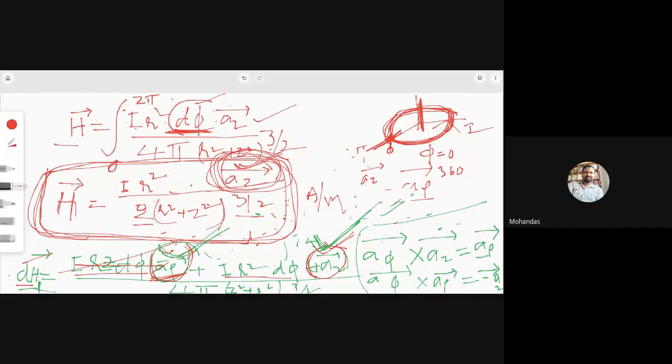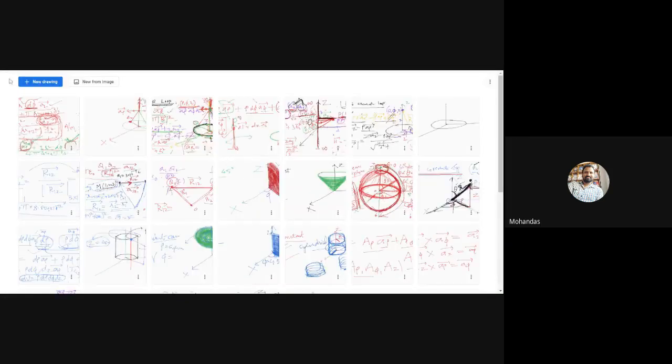So the direction is important here. Now I am going to conclude one thing here. Listen carefully, this is very, very important. It relates to the thumb rule statement.